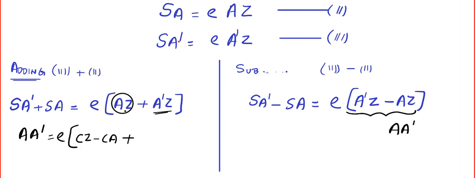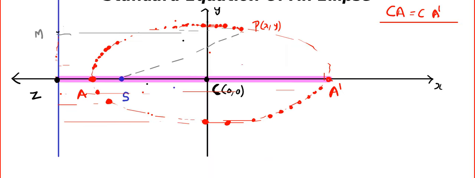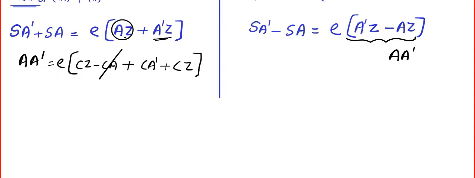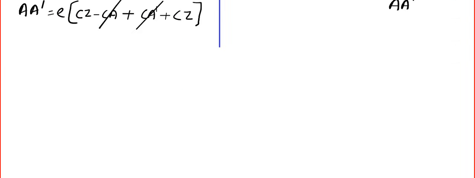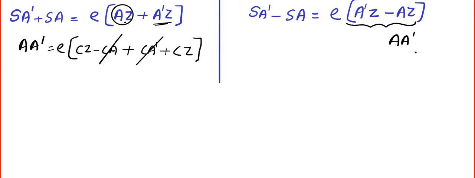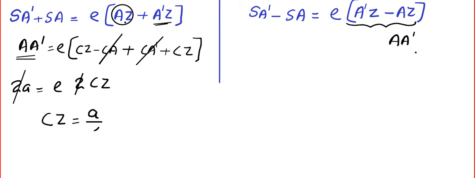Now A dash Z. Now what should I do? I should divide it into 2 parts. Center to A dash plus center to Z. Okay, so this and this will get cancelled. I hope you still remember what we wrote earlier, the derivation. CA is equal to CA dash. So we get 2A is equal to E into 2CZ. Cut. So C to Z length will be A by E.